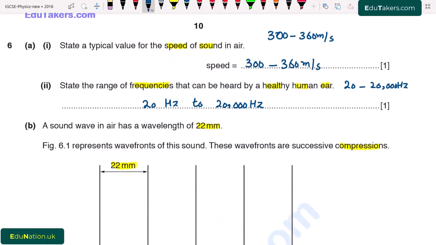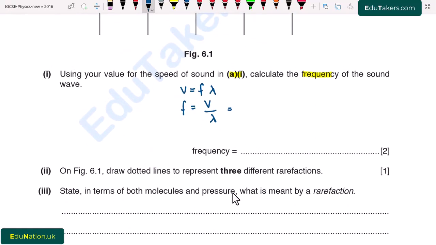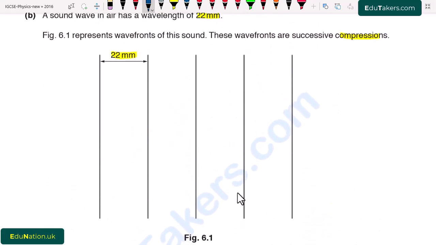So we have to use the value for the speed of sound in part A first. Here we can see that the value of the speed of sound ranges from 300 to 360 meter per second. So I suppose that the speed is equal to 330 meter per second. I write here v is equal to 330 meter per second. So I write here 330 divided by lambda, which is the wavelength, and it is given that 22 millimeter.